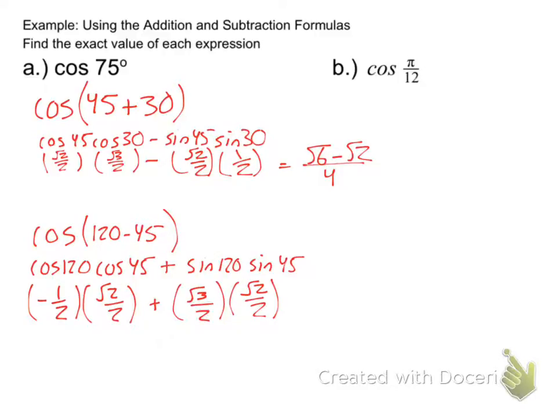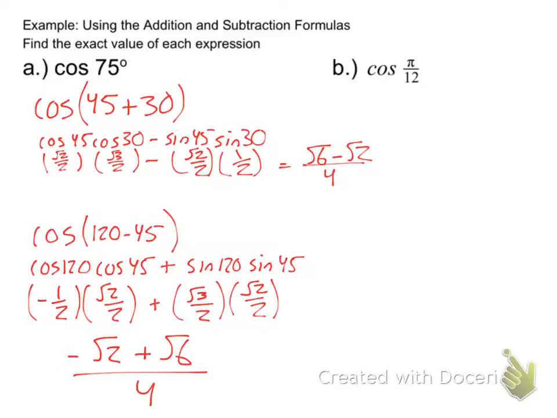Hey, wait a minute. Isn't that the same thing as negative square root of 2 plus the square root of 6 all over 4? Is that not the exact same thing we found above? It's just the order is different. Okay? So that proves that both ways will work. There's any combination to get 75.